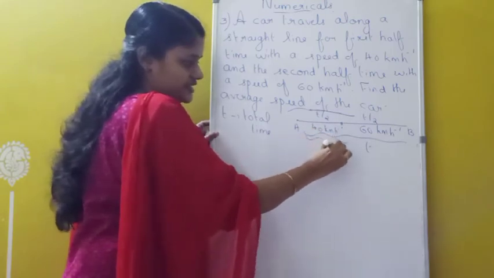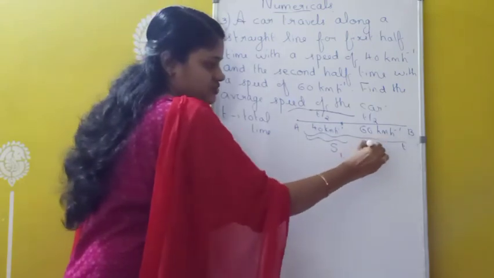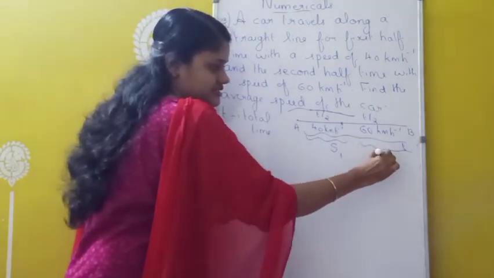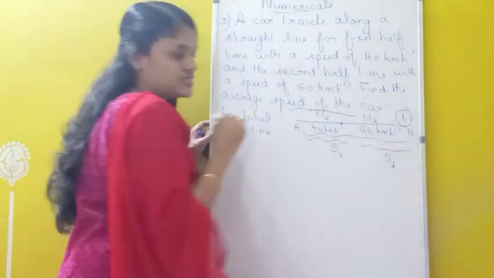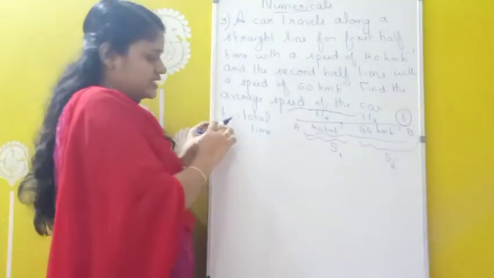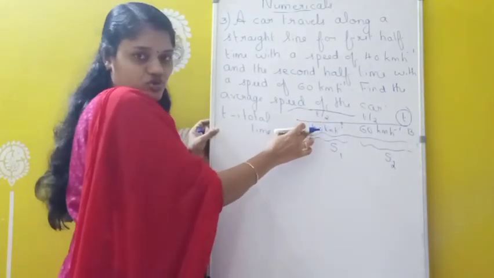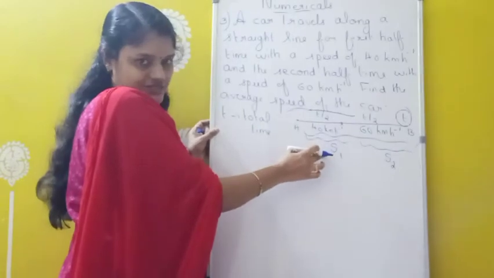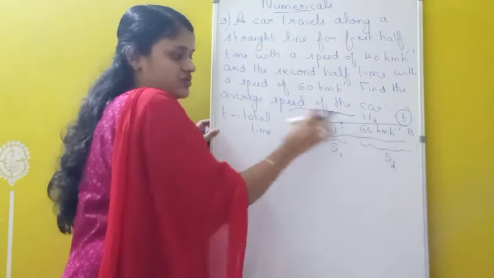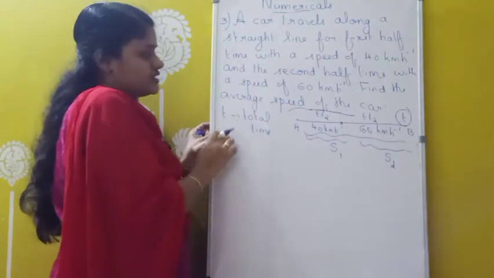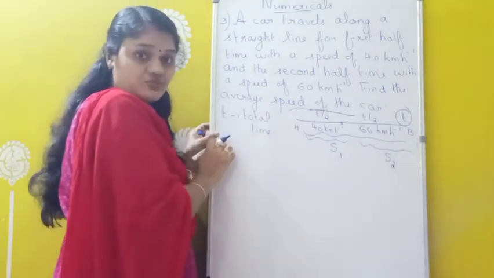For the first half time, I am taking the distance as S1. For the second half time, I am taking the distance as S2. T is the total time taken by this car. So the first half time is covered with a speed of 40 km per hour, and the distance is S1. The second half time is covered with a speed of 60 km per hour, and the distance is S2. We have to find which one? Average speed. How will you find average speed? Total distance by total time.